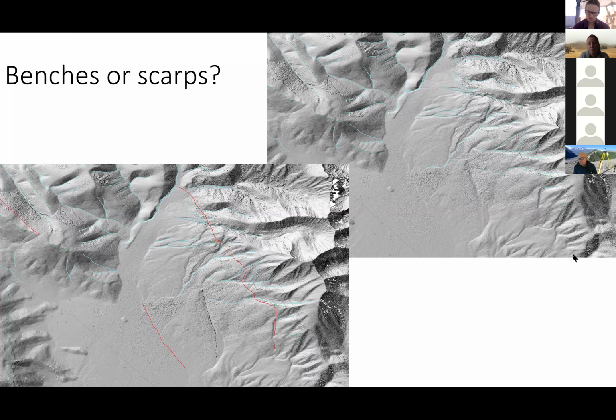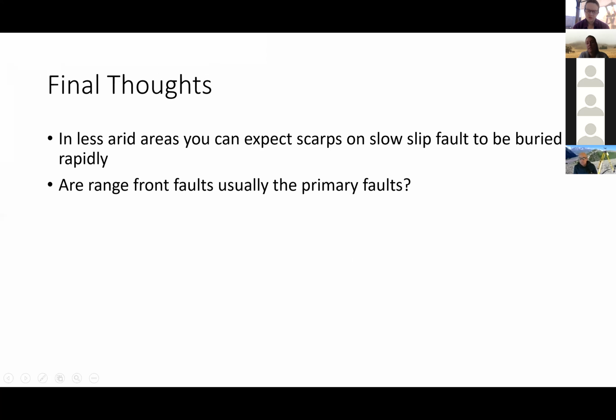And so some final thoughts are just that in less arid areas, you can expect scarps on a slow slip fault to be buried more rapidly. And so it's a lot harder to determine where exactly they might be. And based on my challenges with primary and secondary faults, are the range front faults usually the primary ones? Or is it that maybe the fault is propagating westward and the former primary faults are the ones that are actually up in the hills, and the range front faults are secondary? And any questions? That's it.